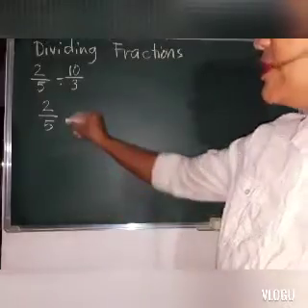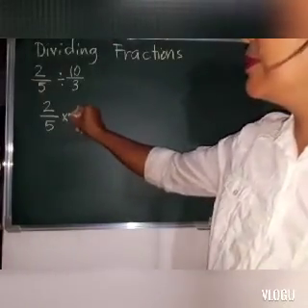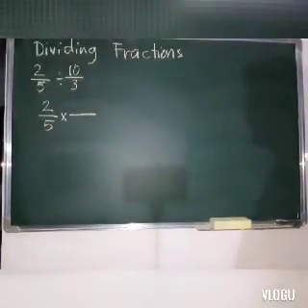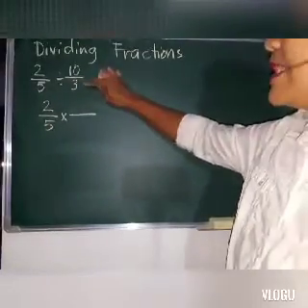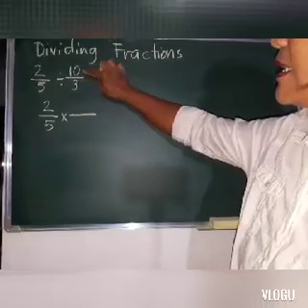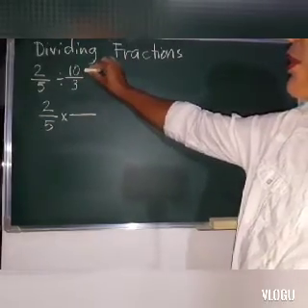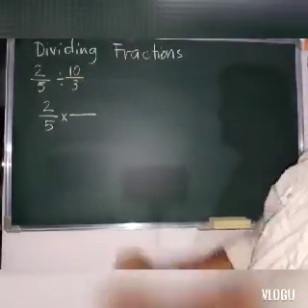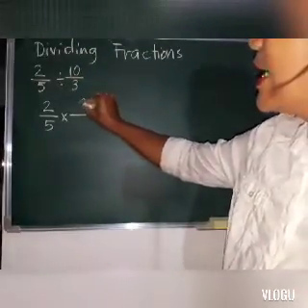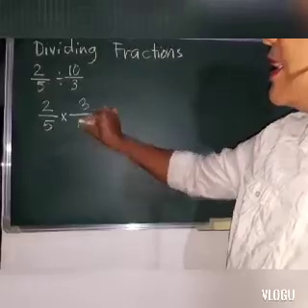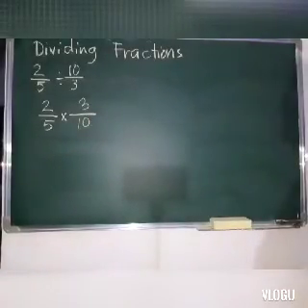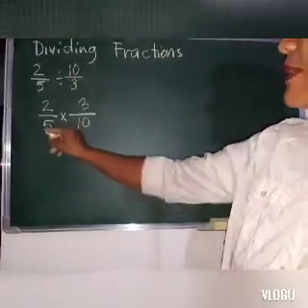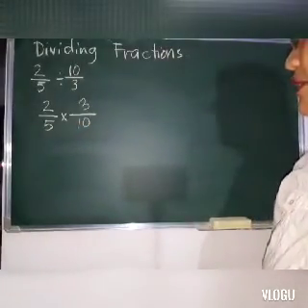And then, proceed to multiplication. And then, get the reciprocal of the second term, or the divisor. So, when we say reciprocal, baliktarin natin ito. The numerator will become the denominator, and the denominator will become the numerator. So, meron tayong 3 all over 10. Ang next step is multiply numerator to numerator and denominator to denominator.